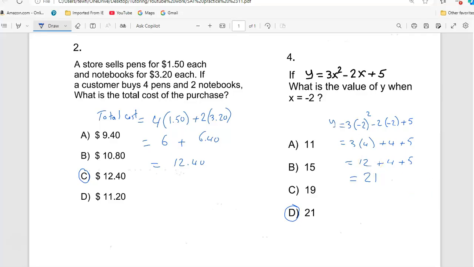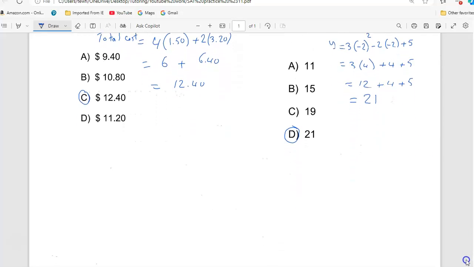And that's it for that folio. This was the last problem.